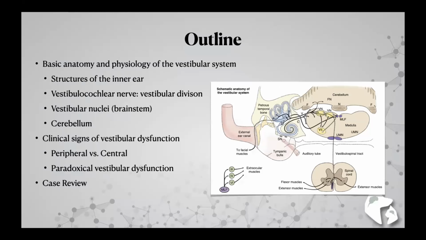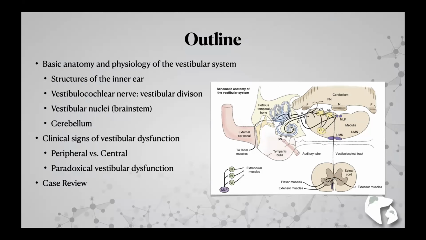So a quick outline of what we're going to be doing today. We're first going to go through basic anatomy and physiology of the vestibular system. Again, nothing crazy, but just to get you an idea of some of the terms and organs that are involved particularly with dysfunction of the vestibular system. So we'll go through structures of the inner ear. We'll go through the vestibular cochlear nerve, particularly the vestibular branch of this nerve.